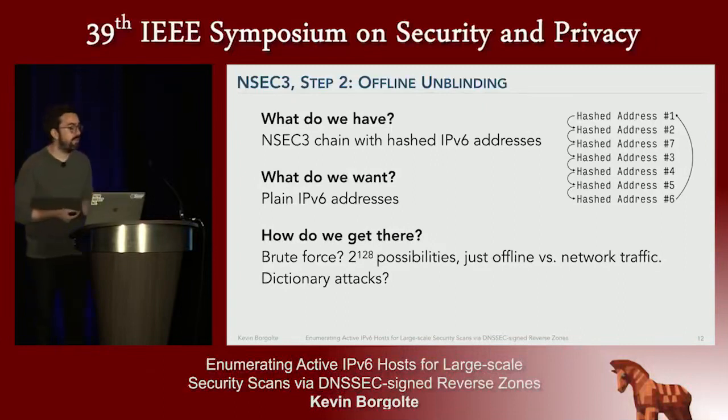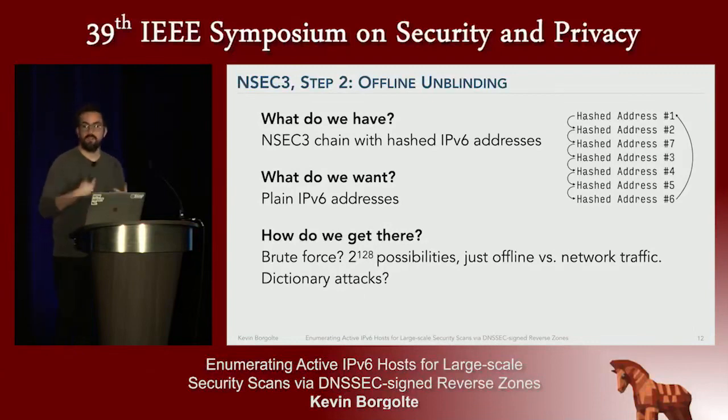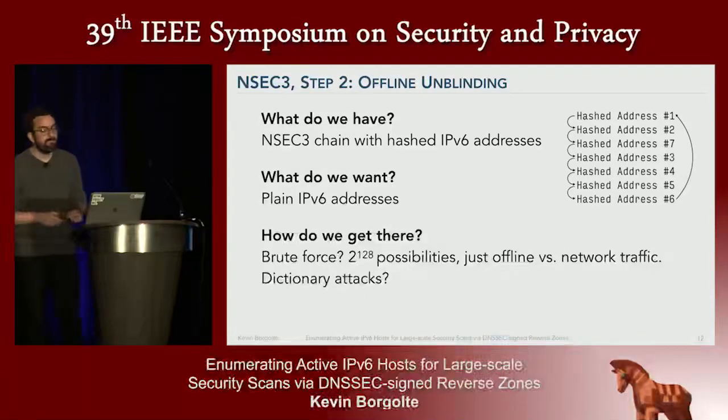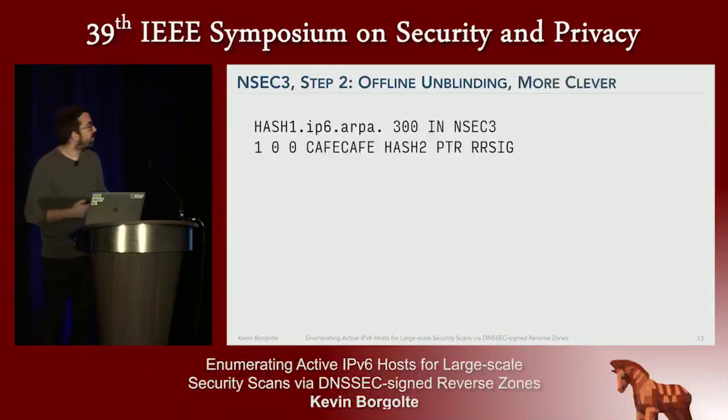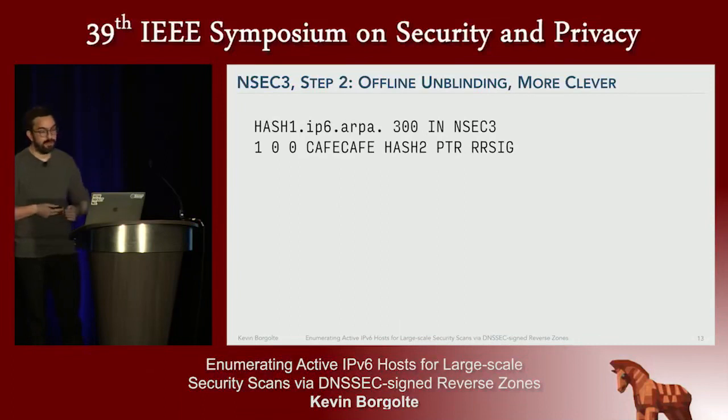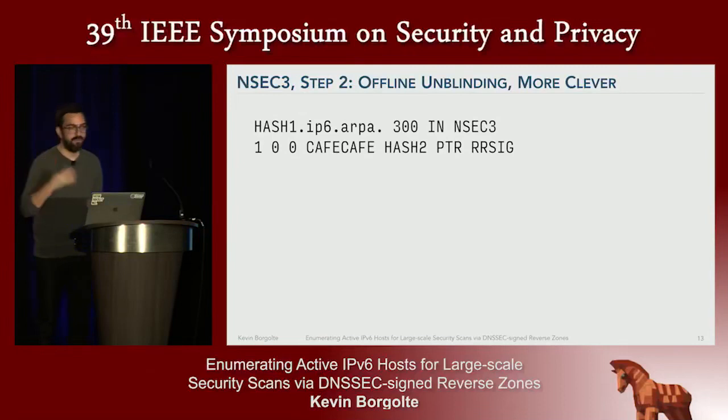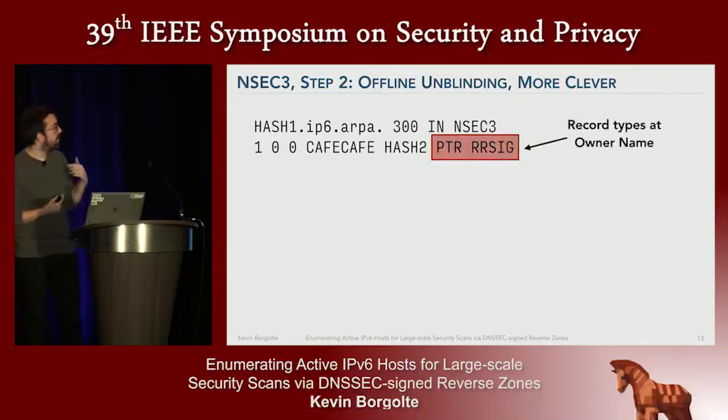We still have the benefit, though, that we don't need to actually generate 2 to the power of 128 different network packets, but we can do all of this offline. So at least on that front, it's already a minor improvement. But if we look back at what the NSEC3 record gives us, we can do this a little bit more cleverly. So rather than just trying to brute force the entire address space, what it tells us is that there's going to be a pointer record and an RRSIG record at hash1.ip6.arpa.